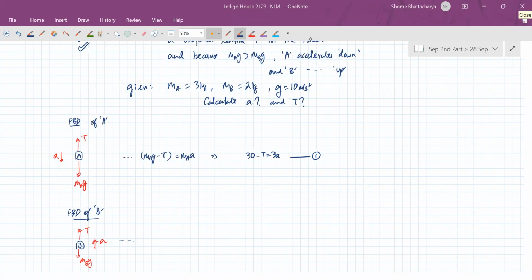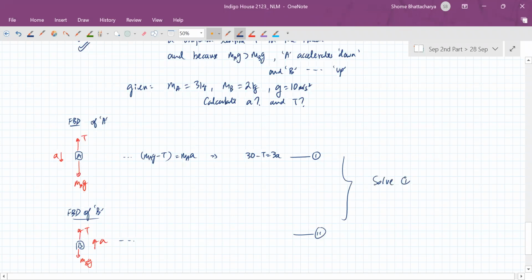Khushi, just check your answer again. It's not correct. Write the similar kind of second equation and then solve these two equations to find the tension T and the acceleration A.